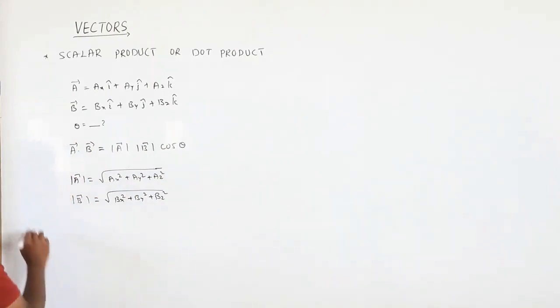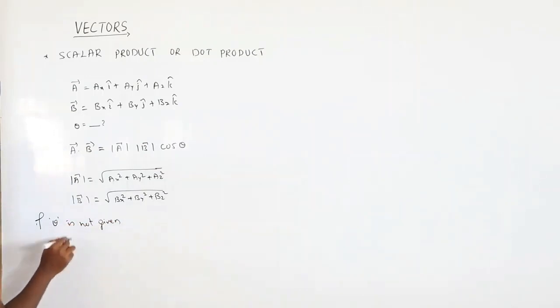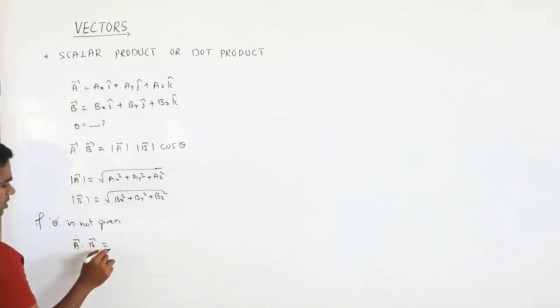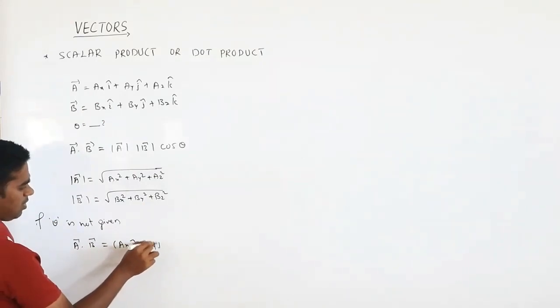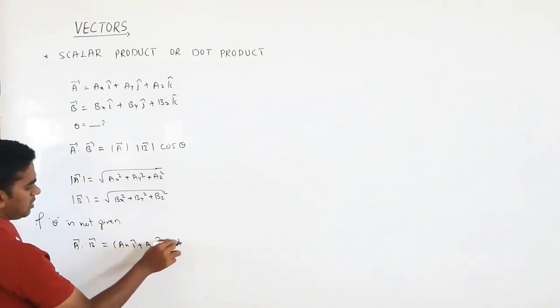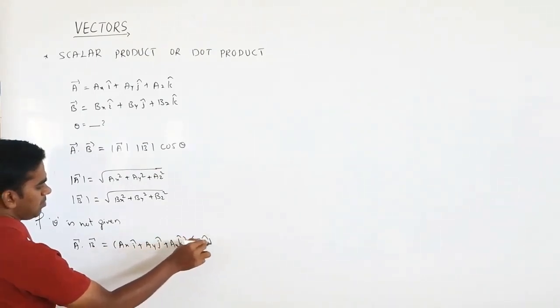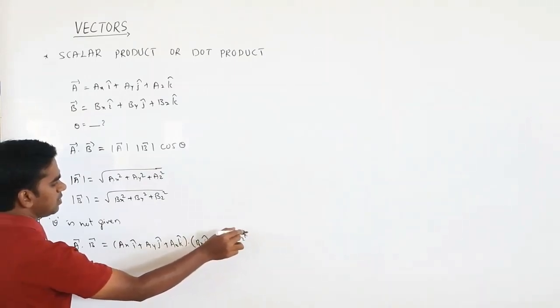If theta is not given, it means we have to go with the analytical method. So what is then vector A dot B? Then vector A dot B is directly this: Ax i cap plus Ay j cap plus Az k cap dot Bx i cap plus By j cap plus Bz k cap.